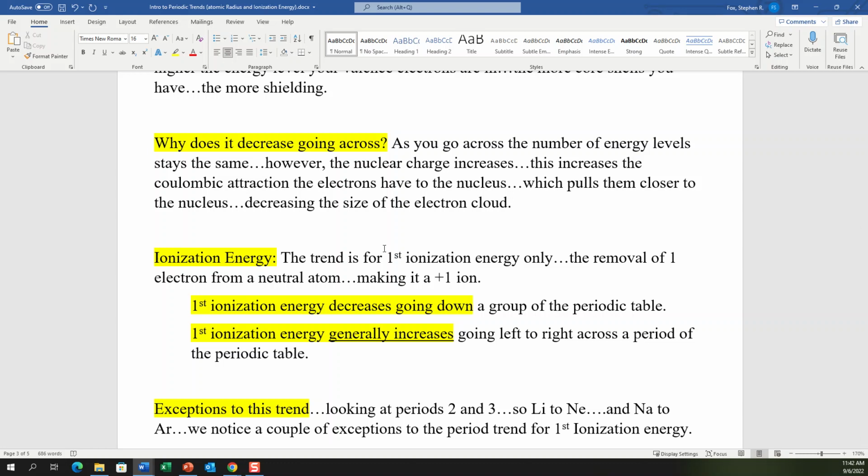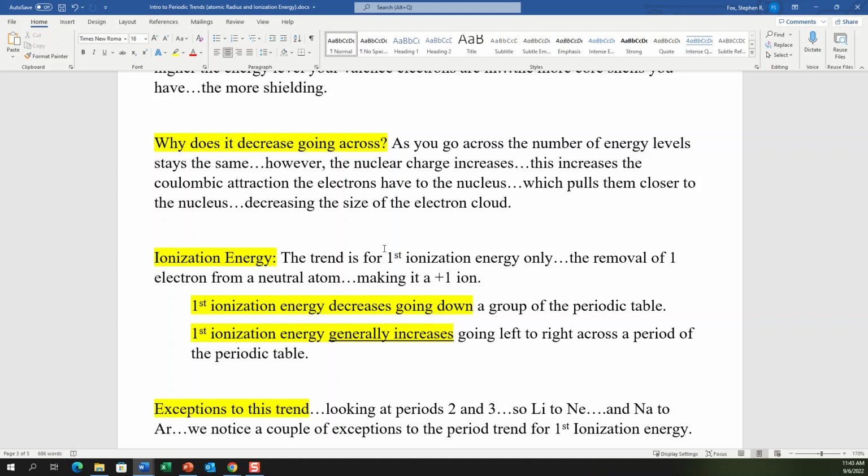So why does ionization energy increase going left to right? As I go left to right across a row, the electrons generally get closer because I have a smaller radius. And because of that, the electrons are going to be more attracted to the nucleus because they're closer. And the closer opposite charges get to each other, the stronger the attraction. So the more difficult, or the more energy you have to put into removing the electron, in general.